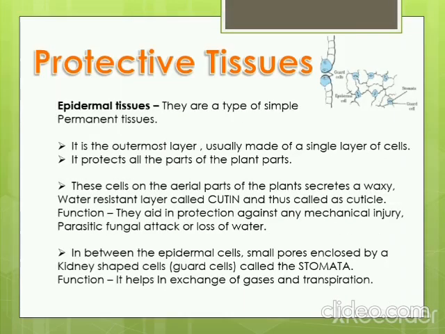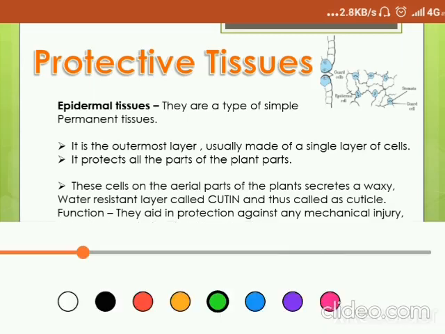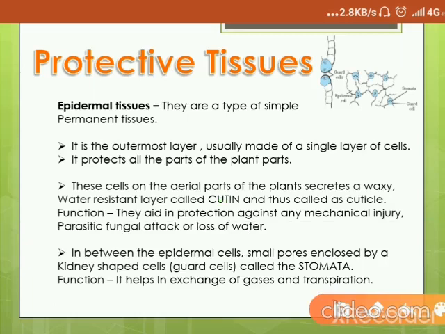So the next type of cells is the protective tissues. Protective tissues are nothing but the epidermal tissues. They are the outermost layer of any plant part. So the outer part of the plant body is covered with the epidermal tissues, which are covered with a waxy, water resistant layer called cutin. This cutin will be acting as a cuticle to the epidermal tissues.